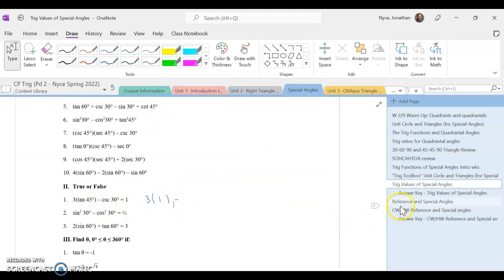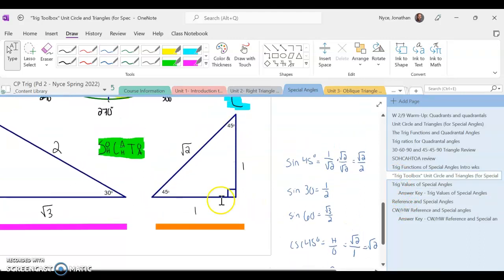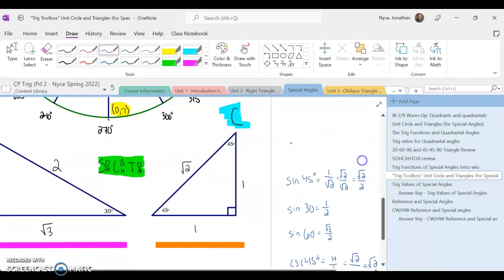Then for the cosecant of 30, cosecant, I know, is the reciprocal of sine. So if I want to find the cosecant of 30 degrees, if sine is opposite over hypotenuse, then cosecant is hypotenuse over opposite. And at 30 degrees, my hypotenuse is 2.